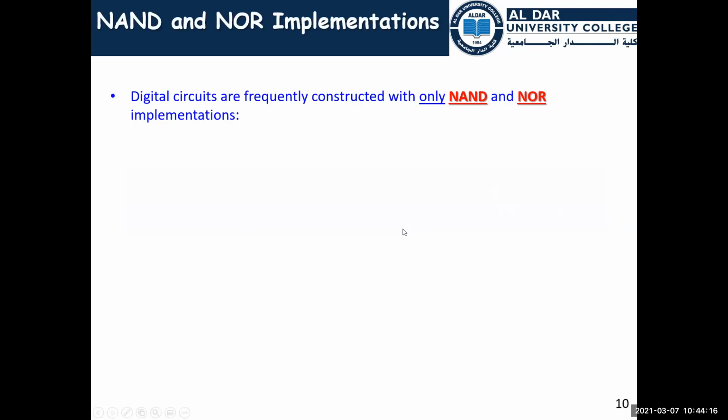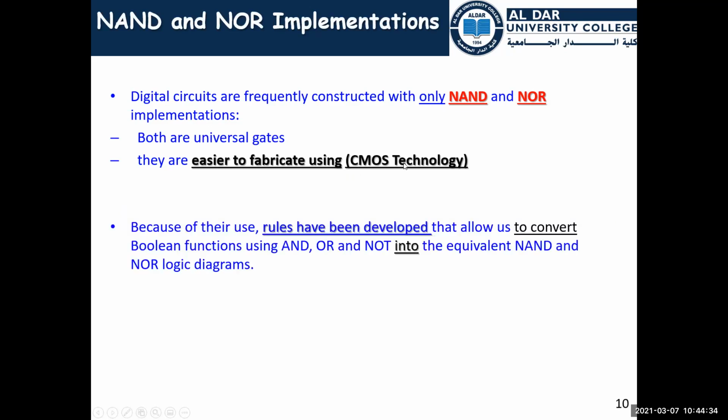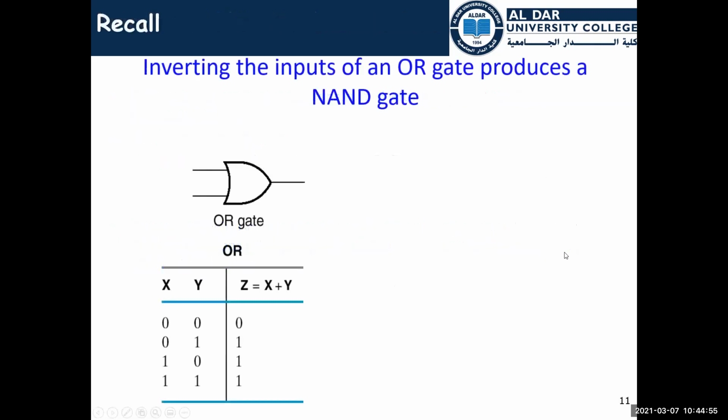The idea is simple. NAND and NOR gates have special characteristics, like being easier to fabricate using CMOS technology. This is one of the characteristics that is very important in NAND and NOR gates compared to the corresponding AND and OR gates. There are some rules applied to convert Boolean functions using AND, OR and NOT into equivalent NAND and NOR logic diagrams. We'll see some of this conversion.